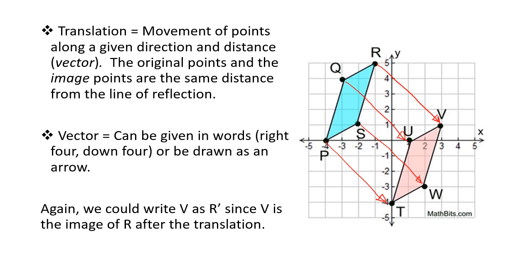Again, if we want, we can rename these points and call this R prime because it's where R has ended up. We can call this S prime. We can call this P prime and then call this Q prime. So then the image point and the original point are using the same letters, but we're just using these little apostrophes to show that this is the image. So this is our second rigid motion, the translation.